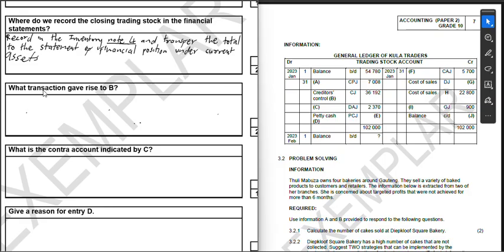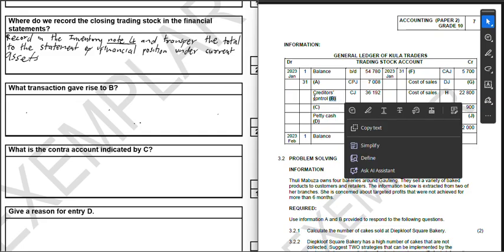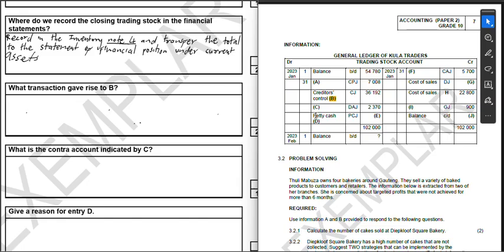It says, what transaction gave rise to B? Now let us look at B. If you look, ladies and gentlemen, where is B? Because we have A there and G there, F, and then we have got our B here. I'm just going to highlight it. There we have our B. You can see our B right there. Okay, highlighter, there we go.